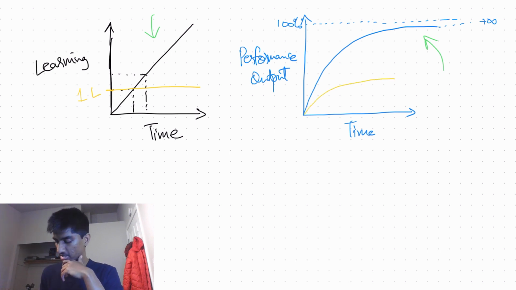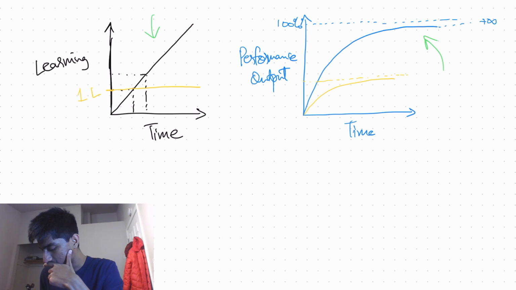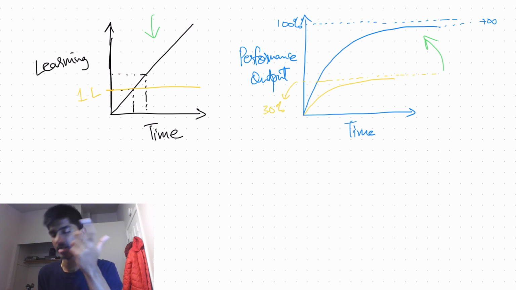Can you note the difference here? It's the same kind of curve. So the difference is your peak performance output has now dropped. And let's just say this is like 30%. Let's just call it 30. It could be any number, right? But let's just say now it's dropped to 30%.